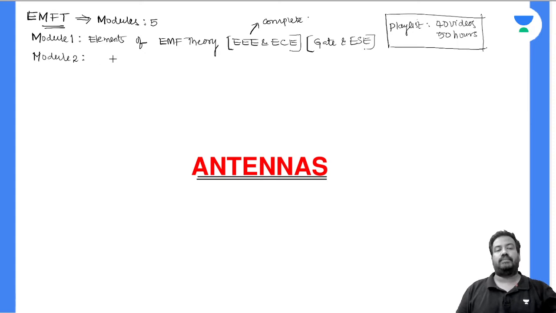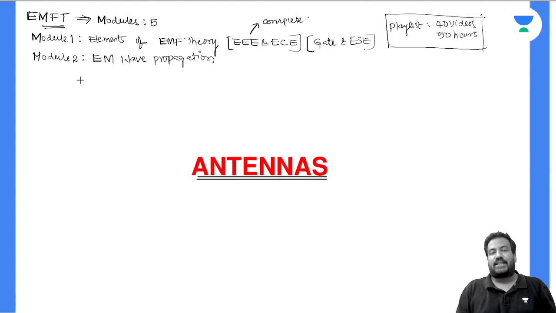Module 2 is EM wave propagation. In this EM wave propagation, we will discuss how EM wave propagates through free space, through materials where there is finite conductivity, through good conductors, through good dielectrics, and through perfect dielectrics.